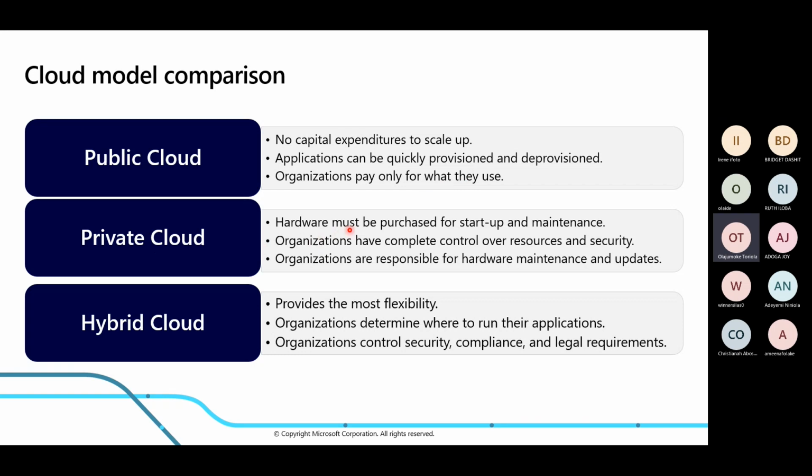With private cloud, hardware must be purchased for startup and maintenance. Typically in your on-premise environment, you have to buy this. Organizations have complete control over resources and security. Organizations are responsible for hardware maintenance and updates. And then hybrid cloud provides the most flexibility because you can actually combine these two. Organizations determine when to run their applications, and organizations can control security, compliance, and legal requirements.